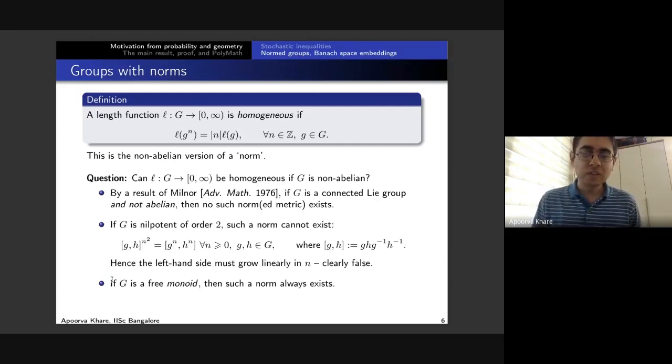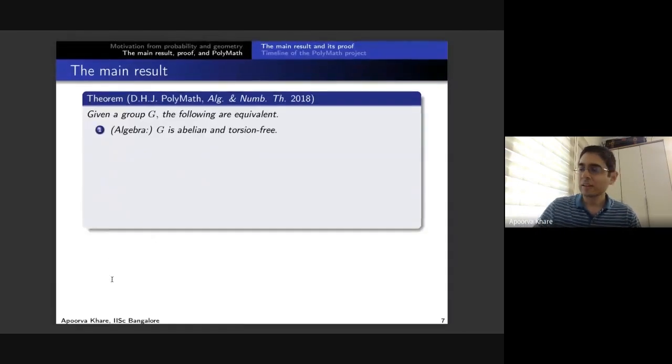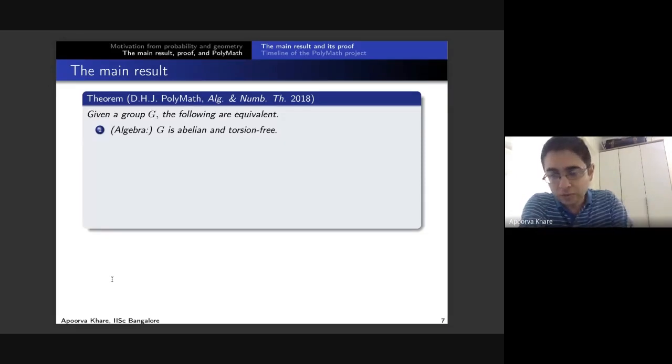So the question remains, what happens for general groups? Or at least, do such non-abelian groups even exist? And that's the main result then. The main result of the talk is that, in fact, they don't.